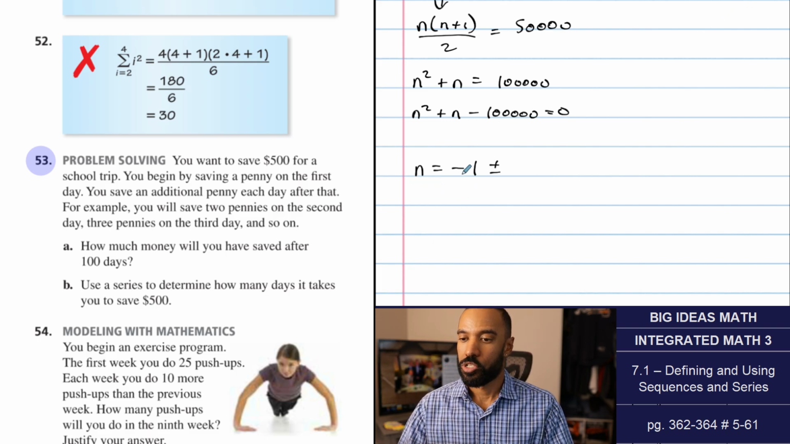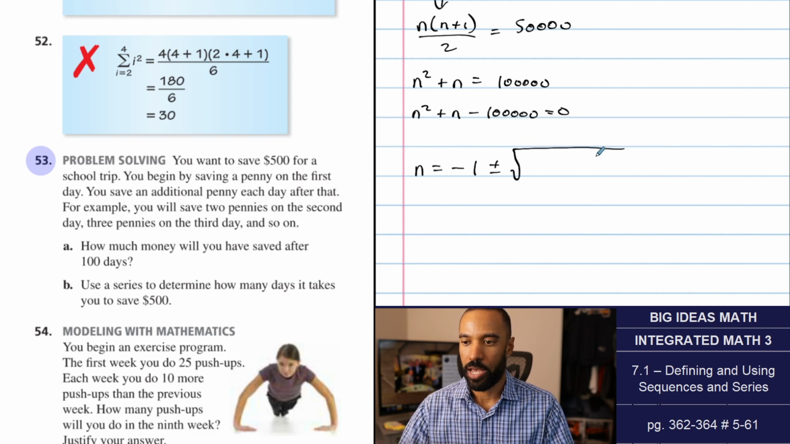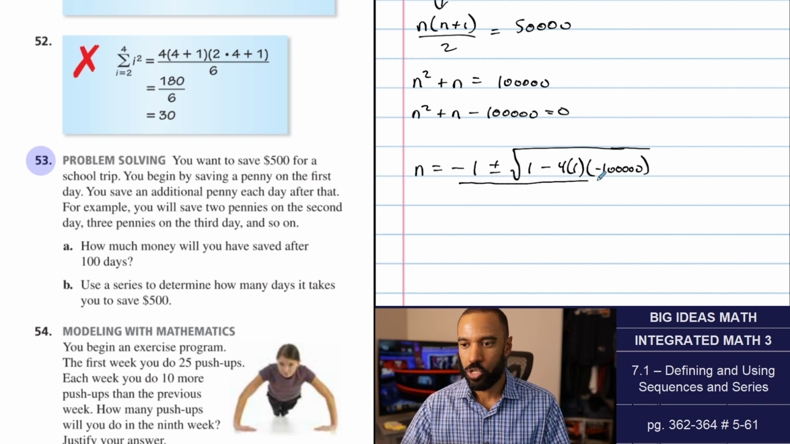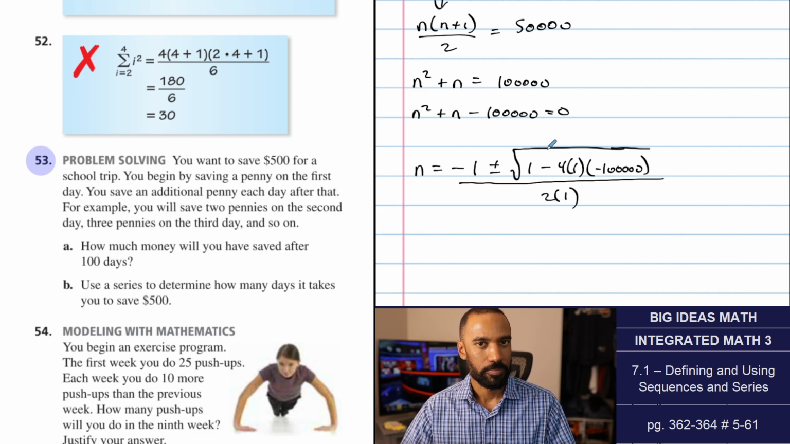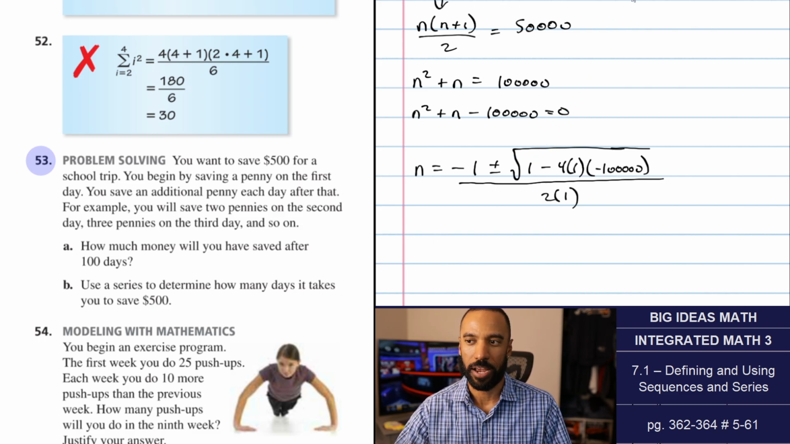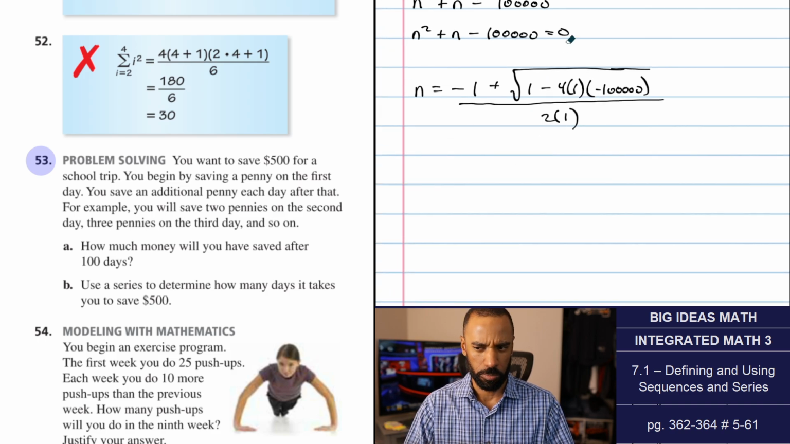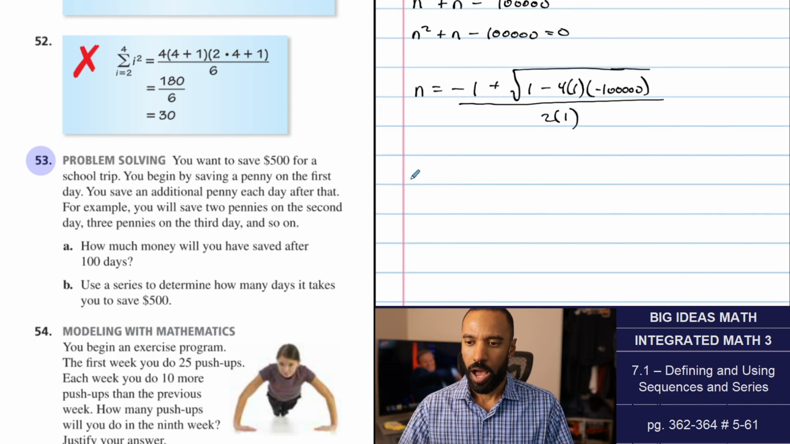Quadratic formula. Okay, so negative b plus or minus the square root of b squared minus 4ac. So that's 4 times 1 times negative 100,000, all divided by 2 times 1. Now, it probably won't be a plus or minus. We're trying to find a positive version of something, so I'm actually just going to use the plus. Just letting you know what formula I'm using for it, though.